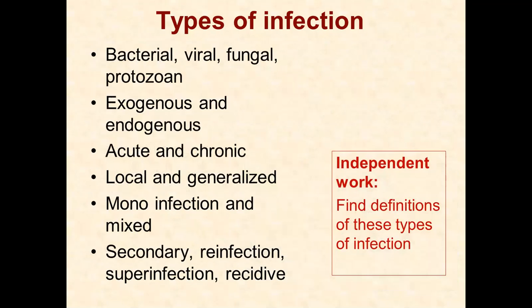On this slide, you see the list of many types of infection according to the causative agent, the entry portal, the course of infection, the spread of bacteria and viruses in the microorganism, according to the number of infection agents, and according to the development. And this is a part of your independent work. Please find the definition of all these types of infection, and it will be checked in our practical classes. This independent work is for all students.